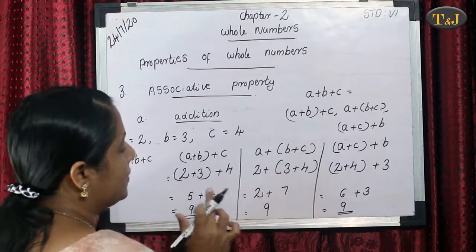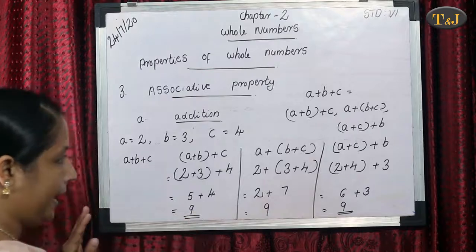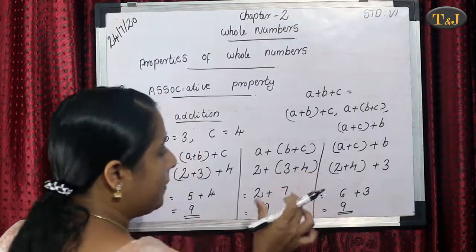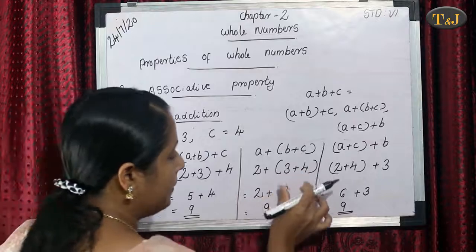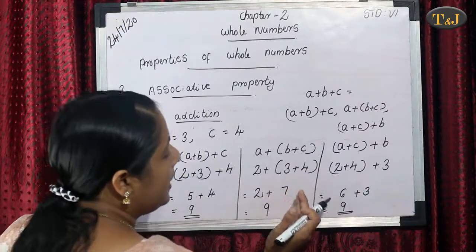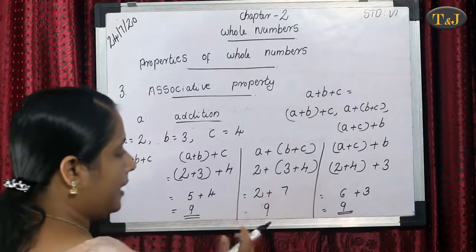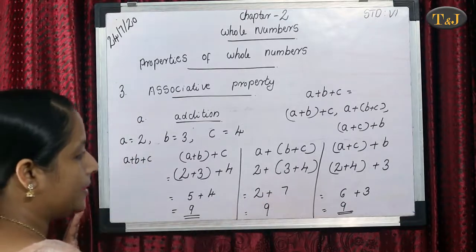Then just adding the next number 4. So 5 plus 4 equals 9. Then the second method: we group b plus c together. That means 3 plus 4, adding first, equals 7. And with that answer we add the number 2. So 2 plus 7 equals 9. The same answer. Both these answers are the same.